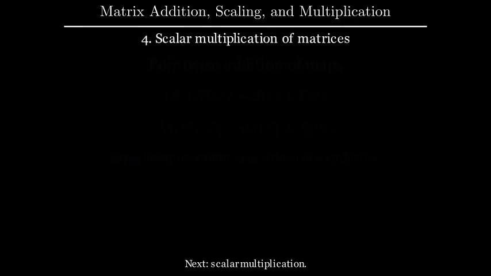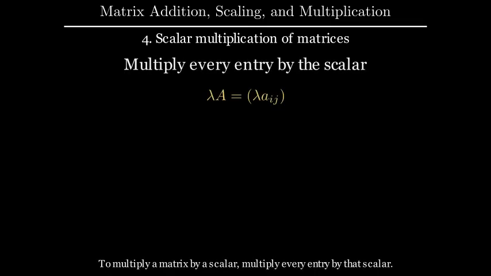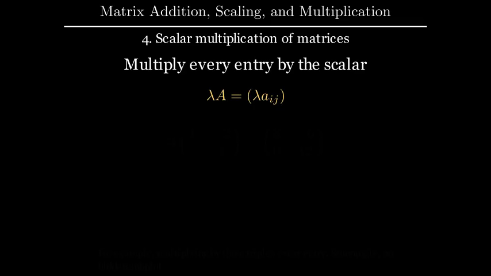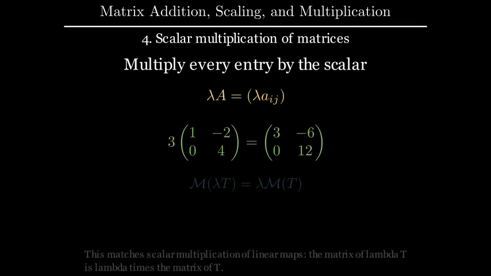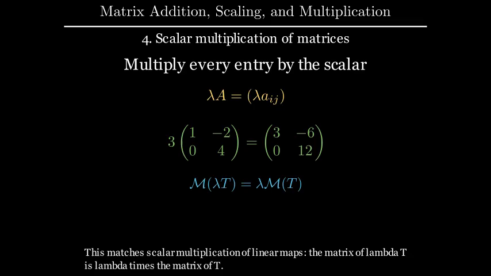Next, scalar multiplication. To multiply a matrix by a scalar, multiply every entry by that scalar. For example, multiplying by 3 triples every entry. Stunningly, no hidden subplot. This matches scalar multiplication of linear maps. The matrix of lambda T is lambda times the matrix of T.